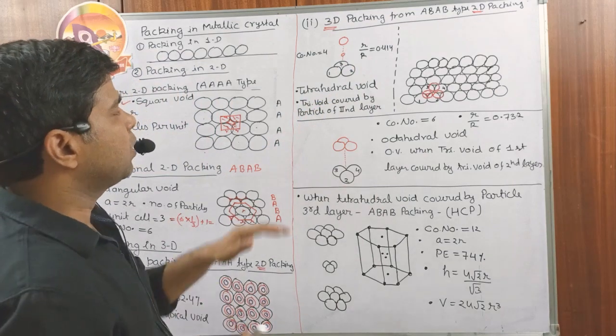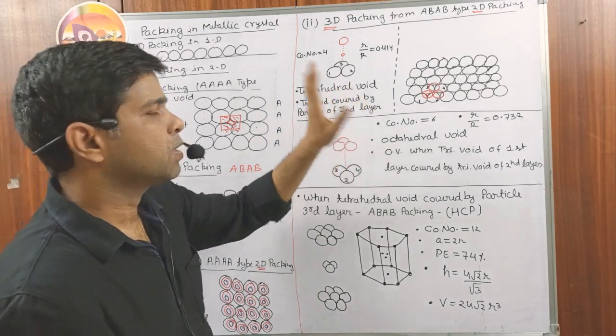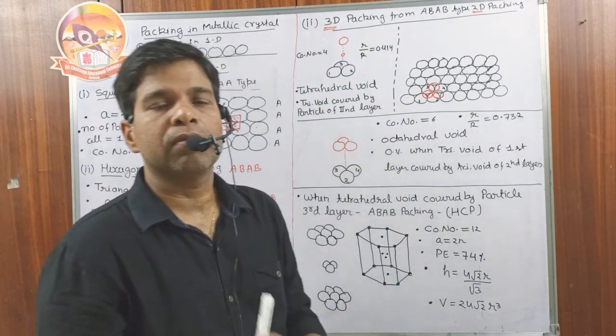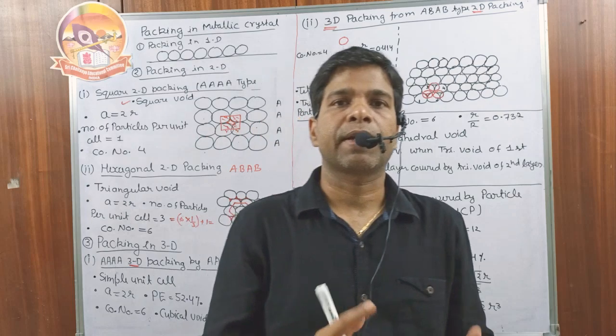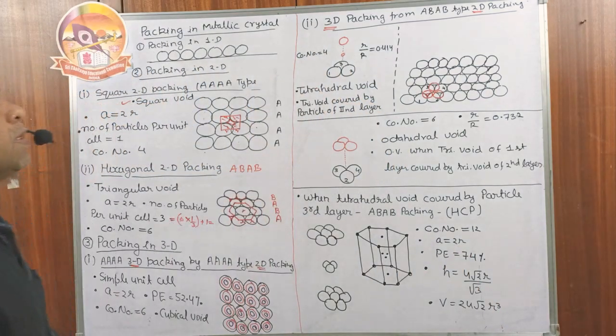How do we have the tetrahedral void? When the triangular void of the first layer is covered by a particle of the second layer. Whenever the triangular void of the first layer is covered by a particle of the second layer, we have the tetrahedral void. Coordination number of the tetrahedral void is 4.